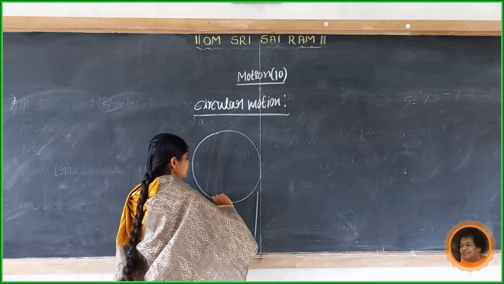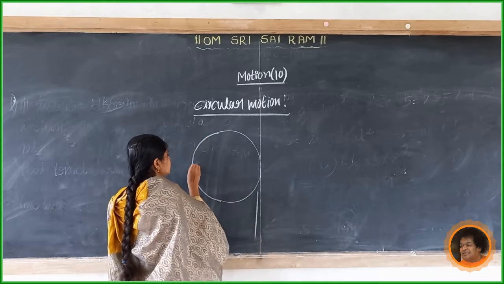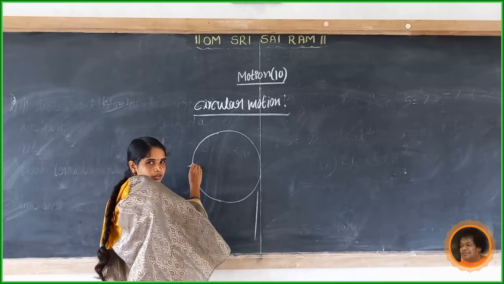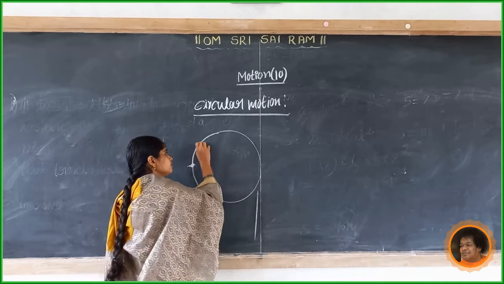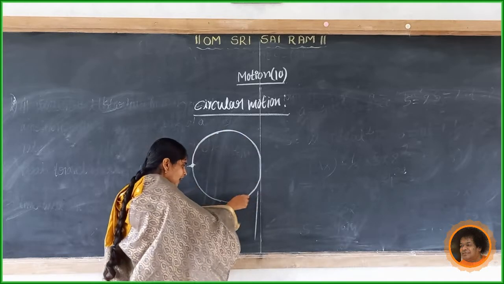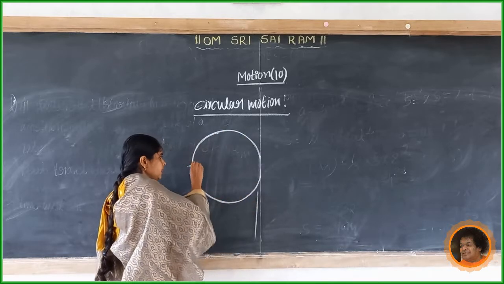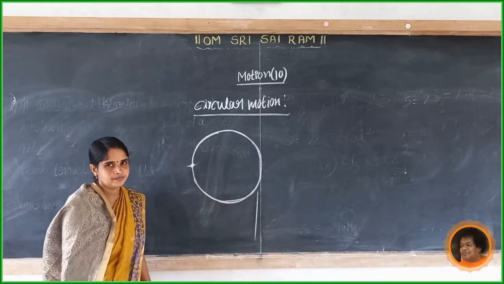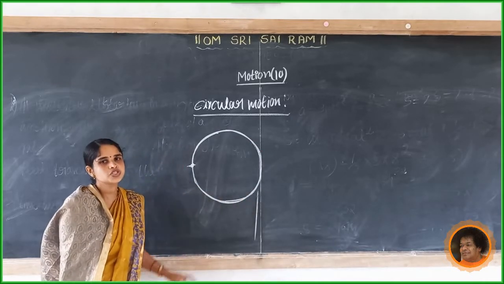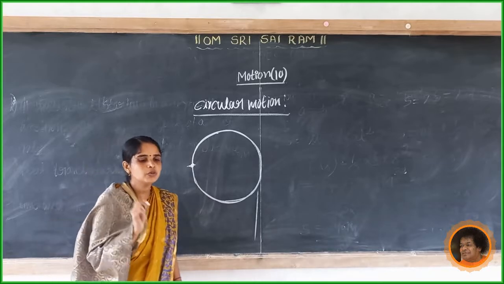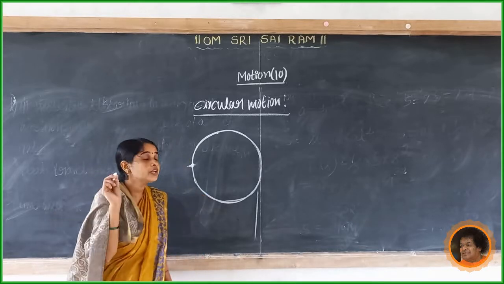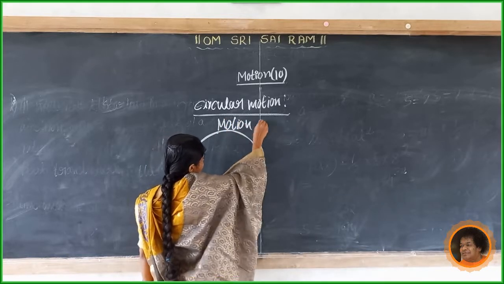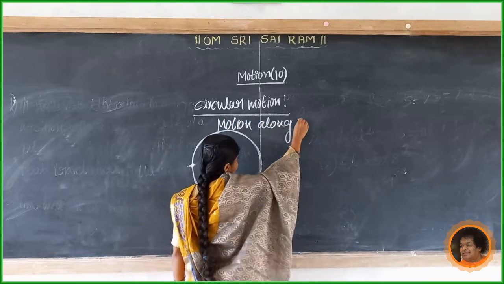here is a circle and here is an object, and if this object moves along a circular path like this, then this type of motion is called circular motion. So what is meant by circular motion? Motion along a circular path.